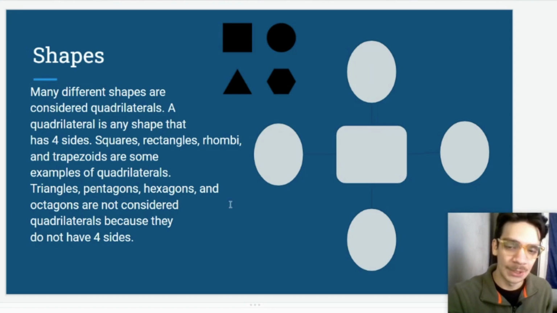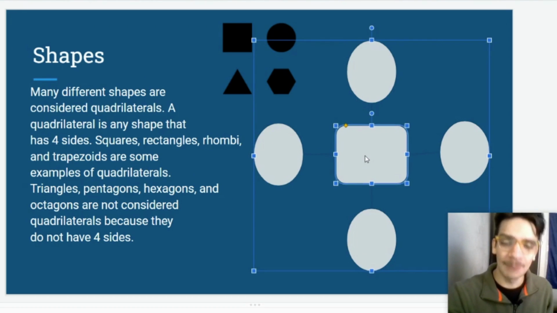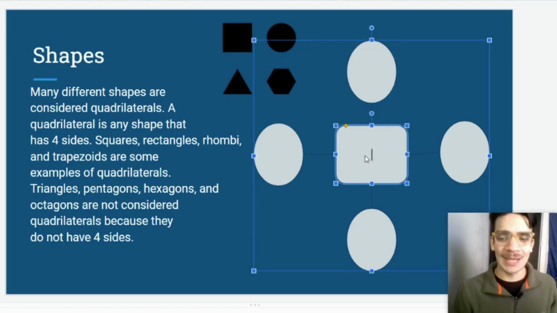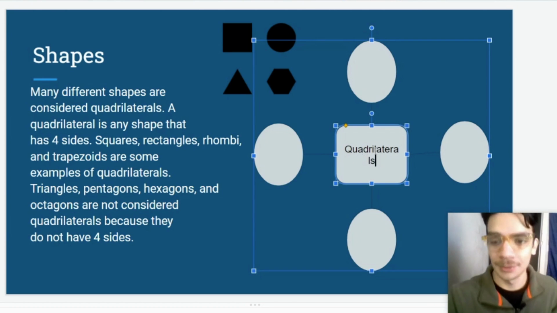All right. So if I'm going to think about the main idea, what was spoken about, well, most, I'm going to say quadrilaterals.